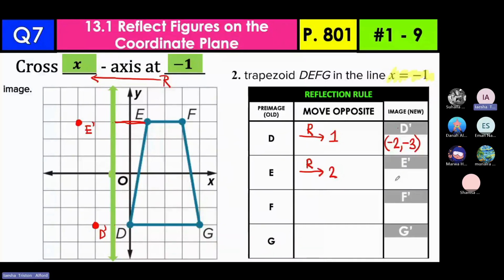Then you have to say, where is E prime? 3 units left, 3 units down. Make sure you count from 0. No, 3 units up. 3 units left and 3 units up.